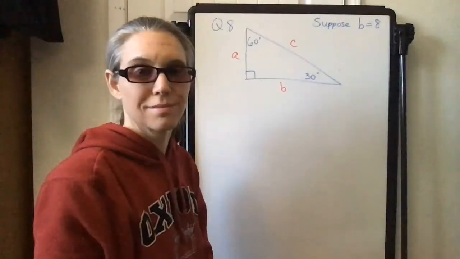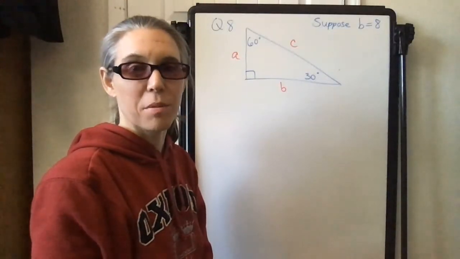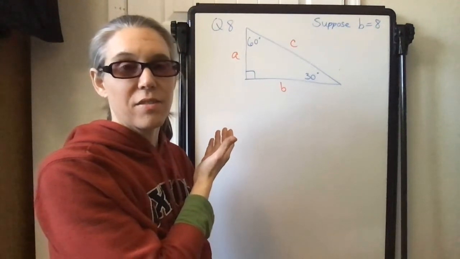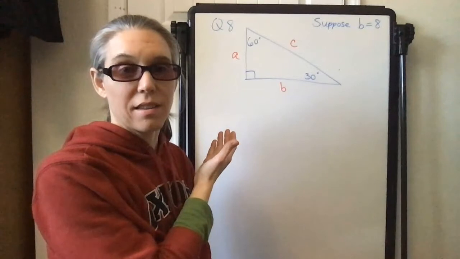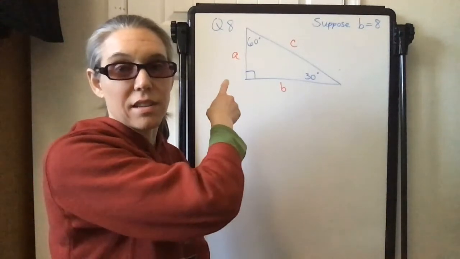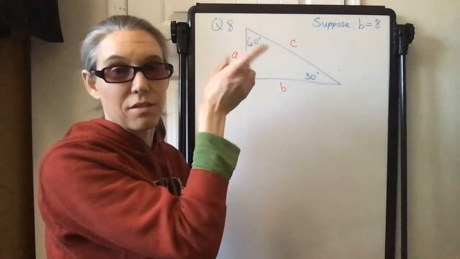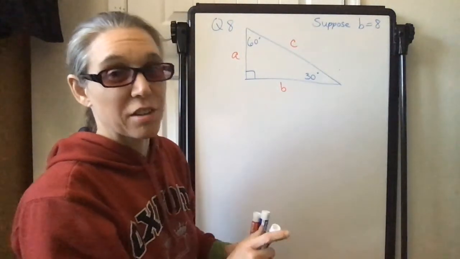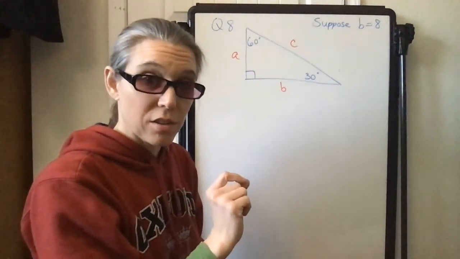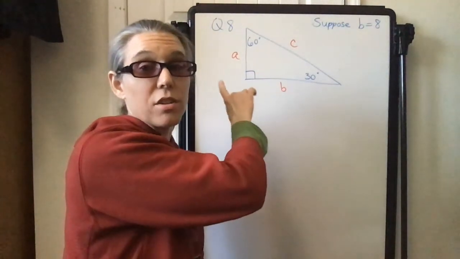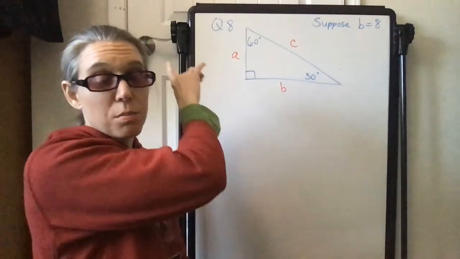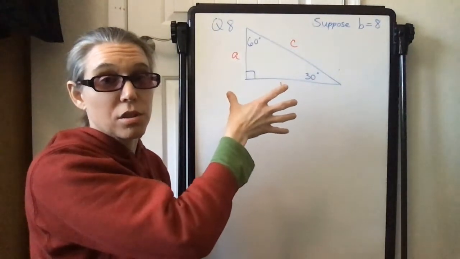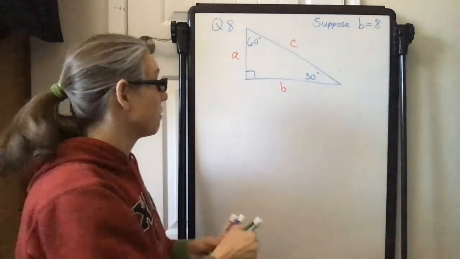Let's try it. Here's question 8 from My Open Math. They've given us a 30, 60, 90 triangle, and they've said suppose B is equal to 8. Then we are to find the missing sides, A and C. Okay, I begin by drawing my reference triangle. Orient your reference triangle the same way the triangle in your problem is oriented. This problem is drawn differently than the way I drew the reference triangle before. So I'm also going to draw the reference triangle over on its side.